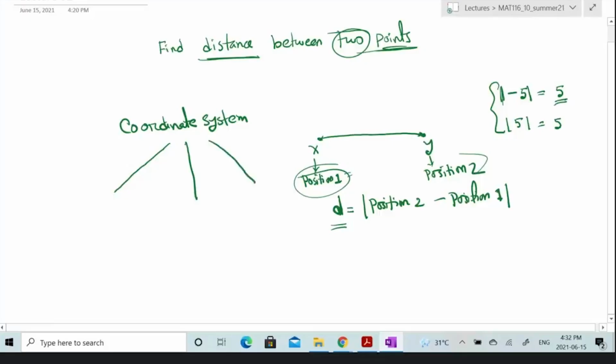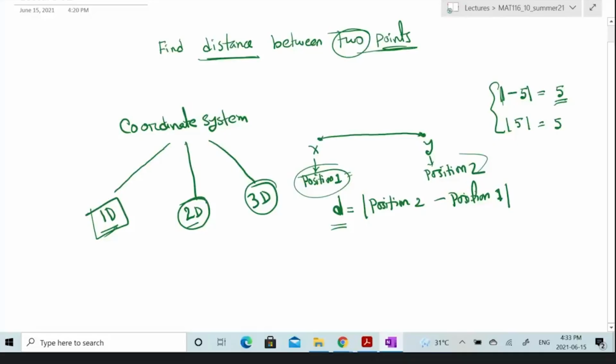So we have 3 types of coordinate system: 1-dimensional, 2-dimensional, 3-dimensional. We also have 4D, which depends on time, but we're not going to talk about that now. We also don't need 3-dimensional for this course. We're going to see basically 1-dimensional and mostly 2-dimensional. So first, let's see what is a 1-dimensional coordinate system.